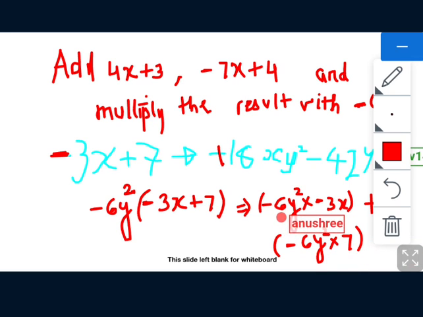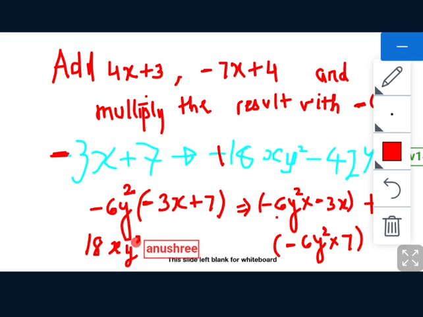Yeah. Now tell me, what is minus 6y squared multiplied by minus 3x? Minus 18x, y squared x. Yeah, so same thing I was saying, that you have multiplied it correctly. That means this is 6 times 3 gives you 18 xy squared, but they both are negative. When you multiply two negatives together, your answer is always positive. Okay, is that clear?